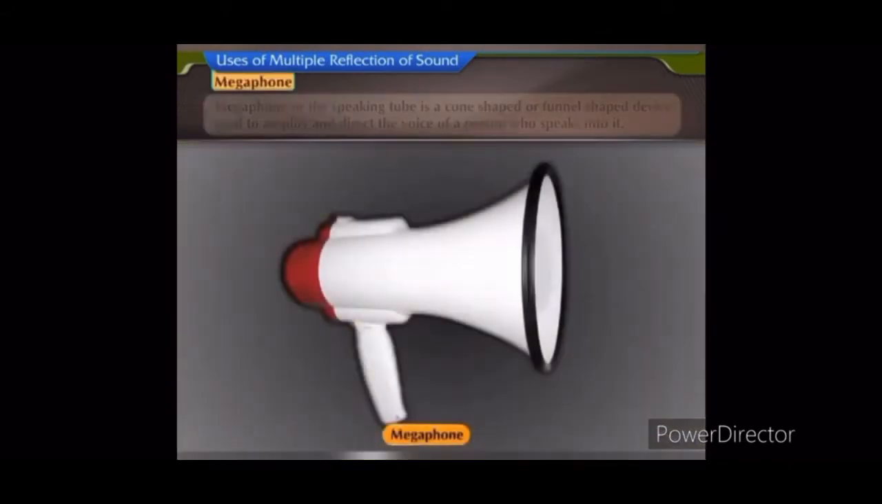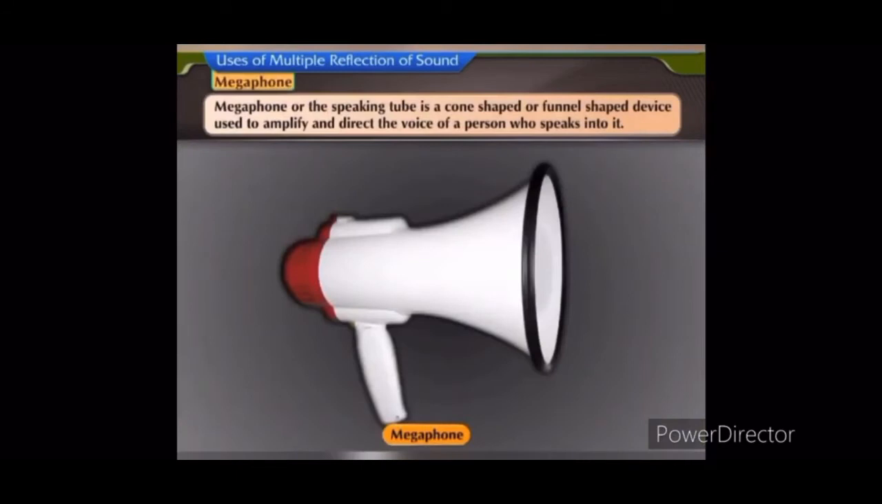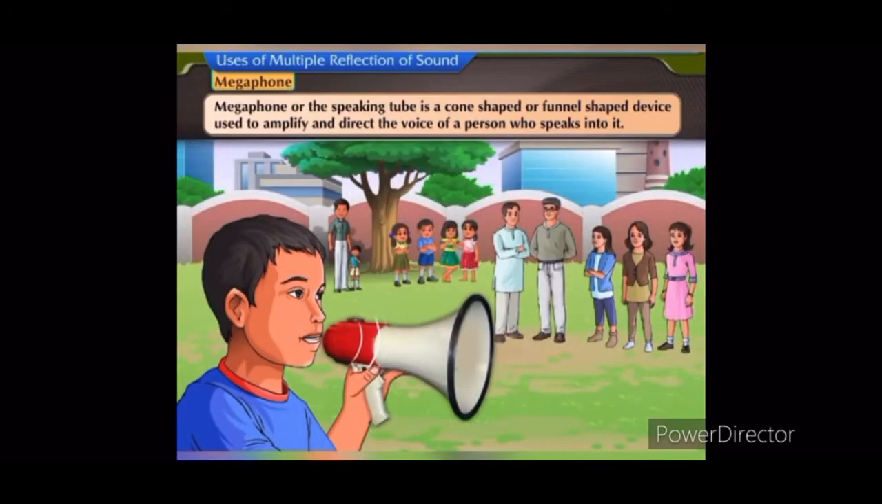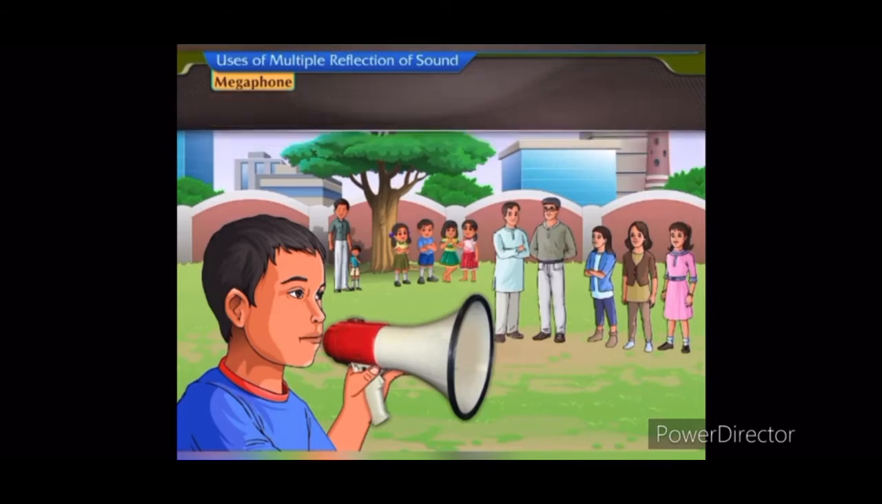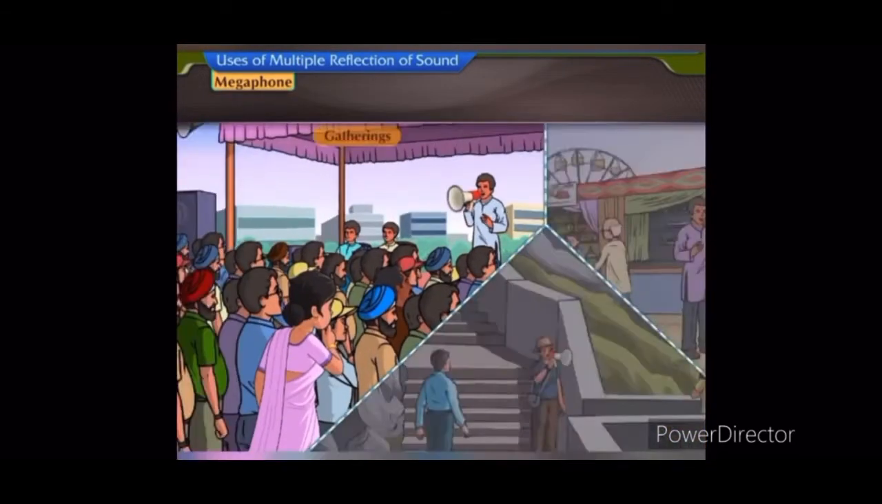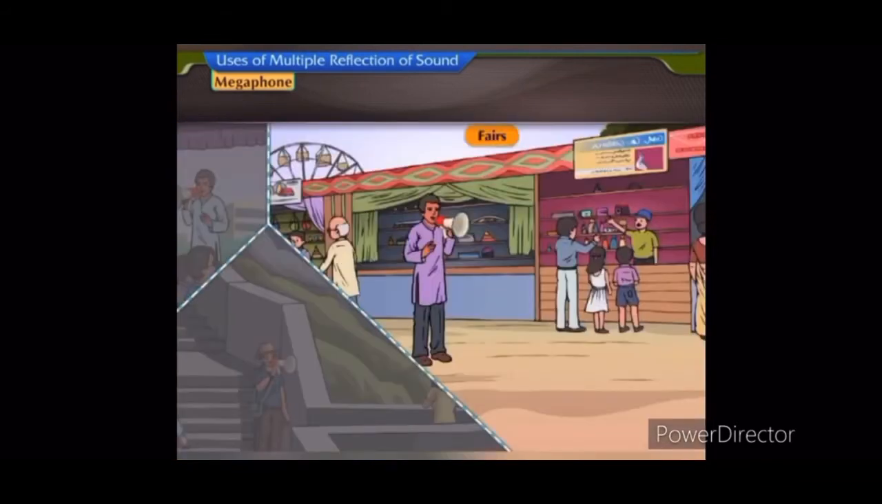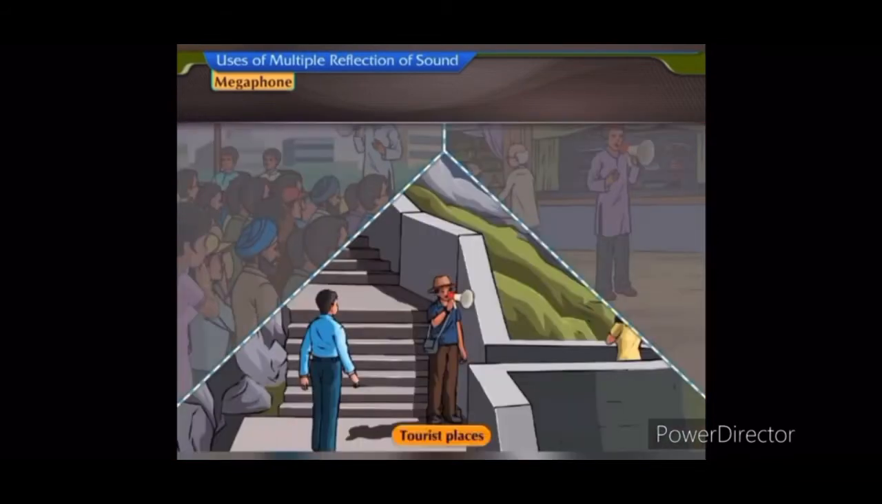Megaphone. Megaphone or the speaking tube is a cone-shaped or funnel-shaped device used to amplify and direct the voice of a person who speaks into it. It is generally used in small gatherings, fairs, demonstrations, and tourist spots.